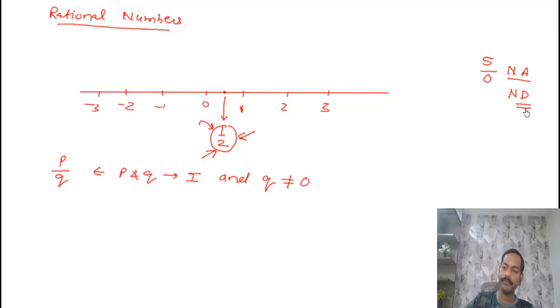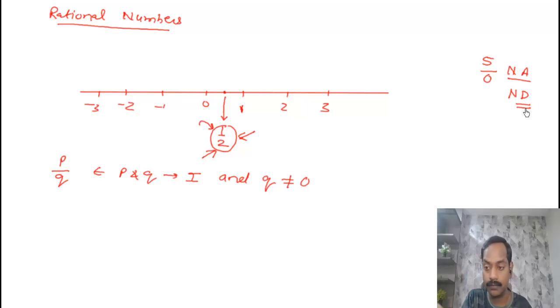For the same reason we don't divide any number by 0, not necessarily only integers. Division of any number by 0 is not allowed in mathematics, right? Why it is not allowed, etc., we'll deal with at length when we discuss the divisibility rule. For the time being, just remember that both P and Q have to be integers, and Q, the denominator part, should not be equal to 0.